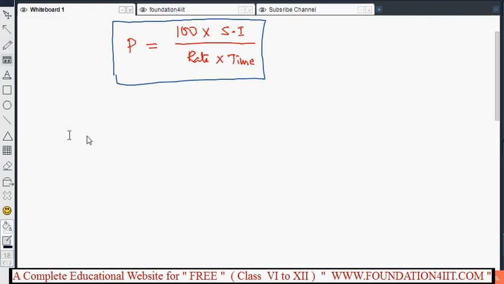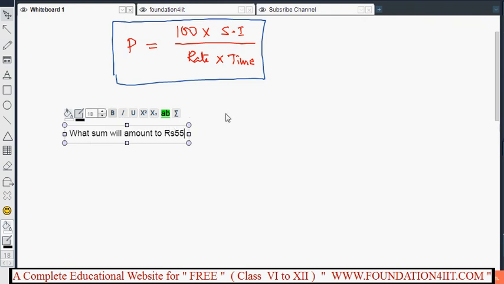So here the question is, what sum will amount to rupees 5,556 in 2 years 4 months at 6 3/4% per annum simple interest.